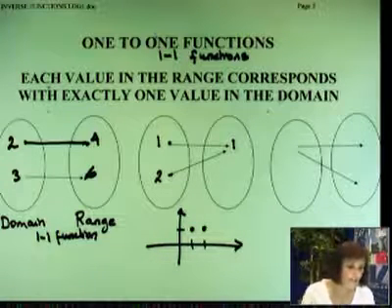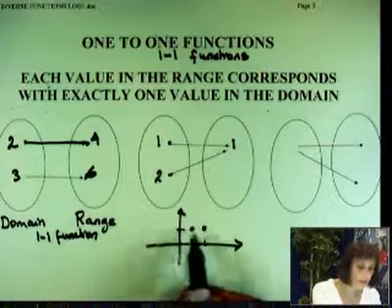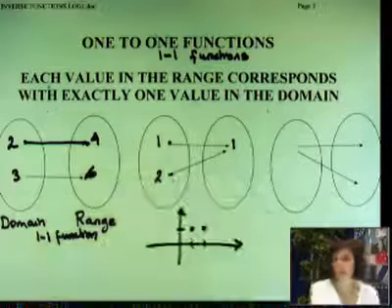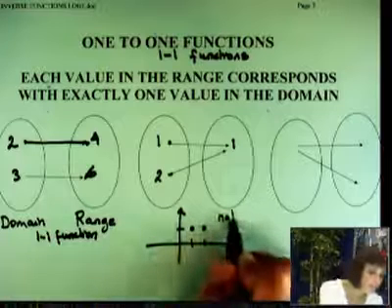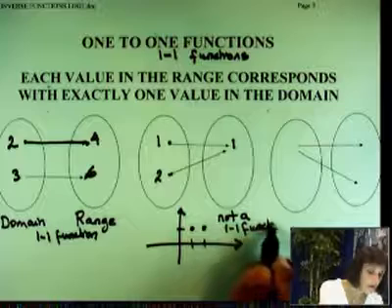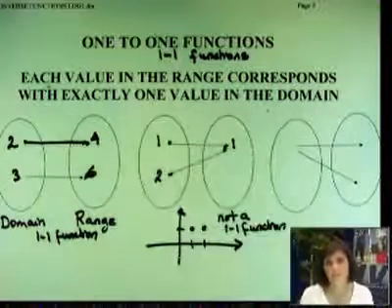What happens to that? 2 goes to 1 and 1 goes to 1. And that's not good because this value does not correspond to that. So what does that mean? So this is not a one-to-one function, because this value in here corresponds to two different things.